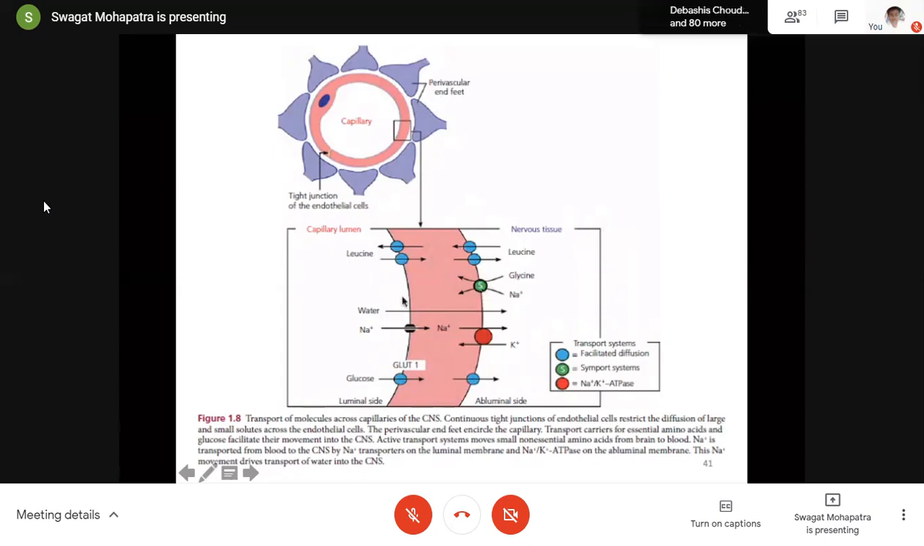So based on the different requirements and the different amino acids, certain substances can move towards the nervous tissue. Certain substances can move both ways, like the amino acid leucine. Certain substances or certain amino acids which are produced by the brain or by the CNS must be taken out of the nervous tissue into the blood.